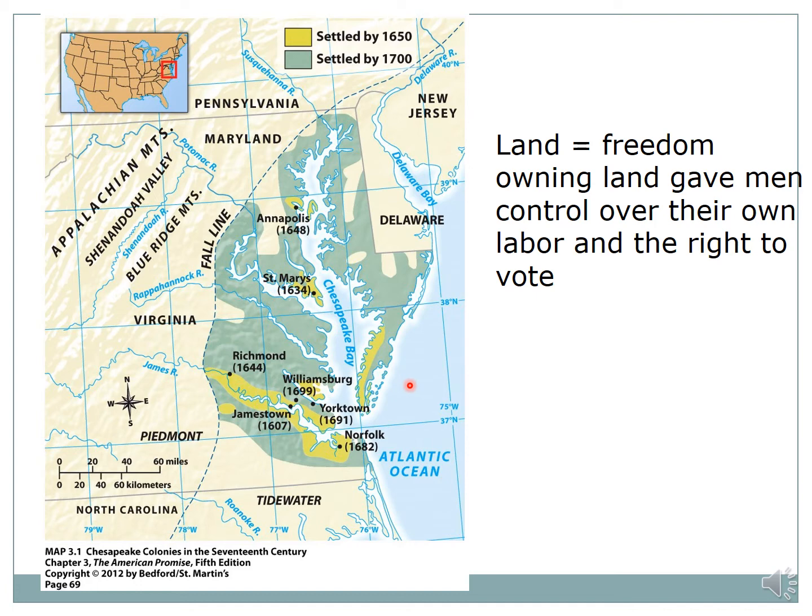So these are some of the earliest colonies. You can see here the areas in yellow, these are the areas that were settled by 1650, and the areas in green are the areas that were settled by 1700.